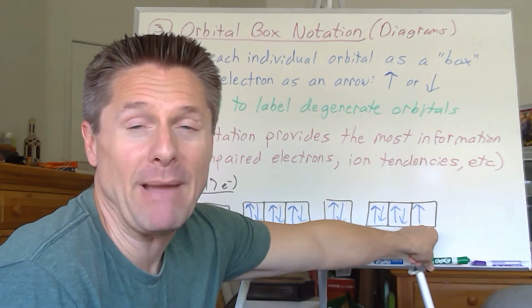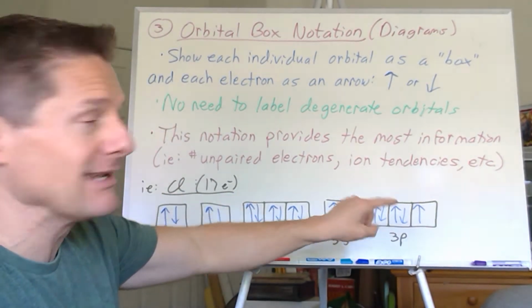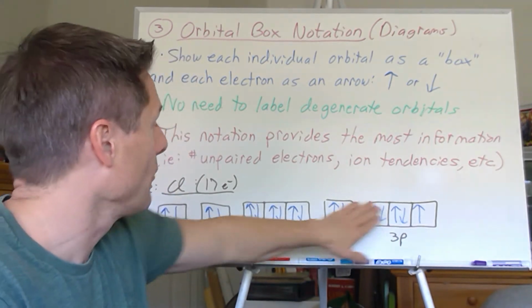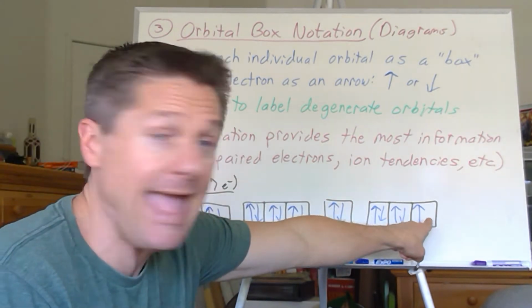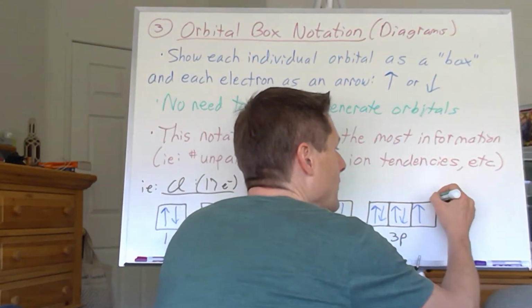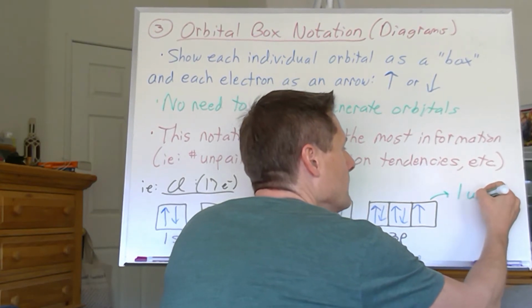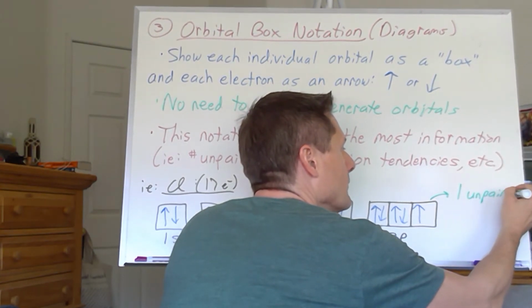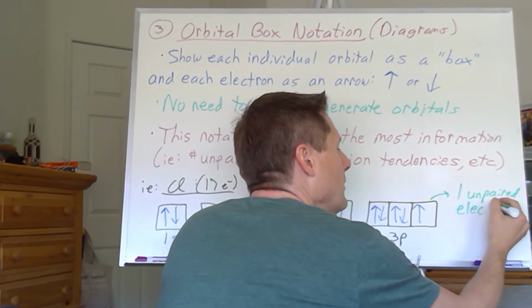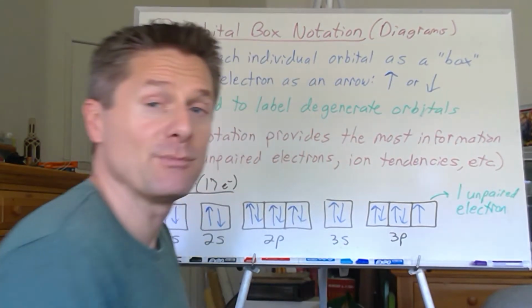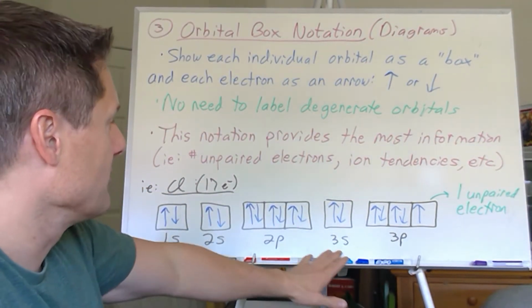The best thing about the orbital box diagrams is you can literally look at it and go, boom! These are all paired up, magnetic fields cancel, but hey, there's an unpaired electron there. So we have one unpaired electron. So we're going to see some interesting magnetic behavior because of that.